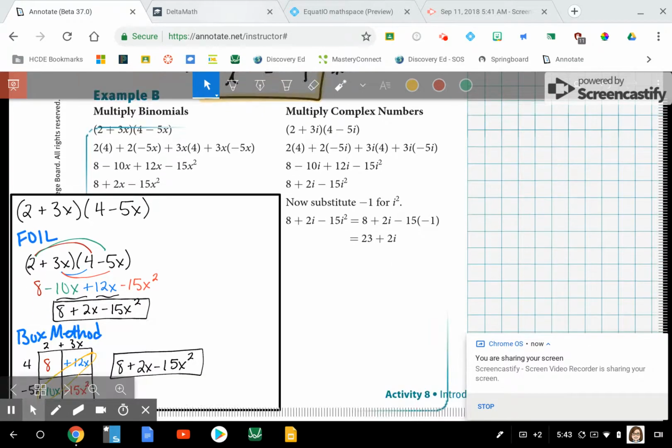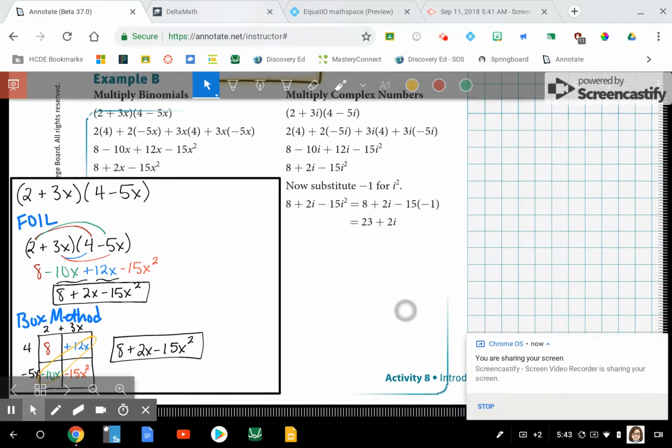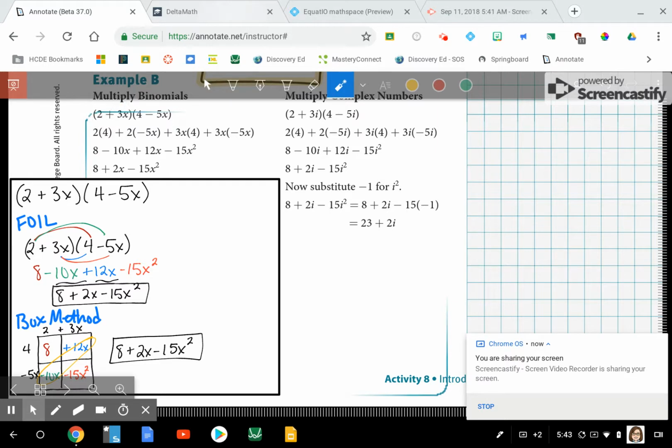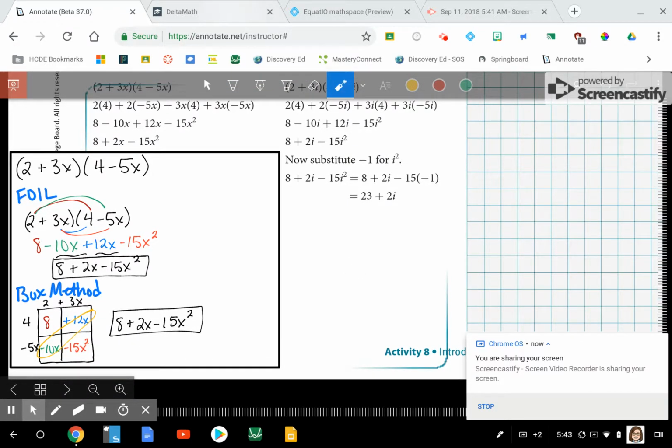So let's look at something without imaginary, and then we'll add the i in. Let's look at multiplying binomials here. So we have 2 plus 3x, 4 minus 5x. A couple ways you could do this is to FOIL, which I have written here, where you do first, so 2 times 4, 8. Outer, 2 times -5. Inner, 3x times 4. And then last, 3x times -5x. Notice I get all these terms, combine the two that are like, because they both have x, and we get 8 plus 2x minus 15x squared.